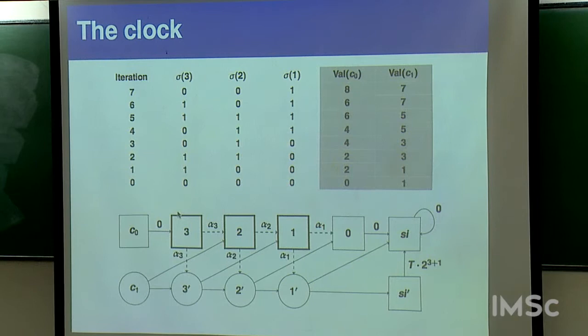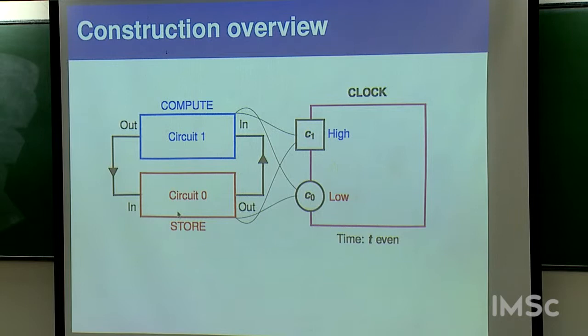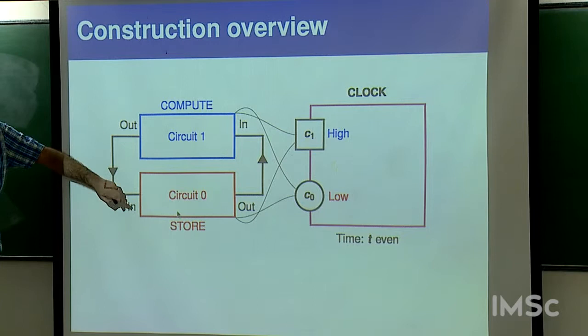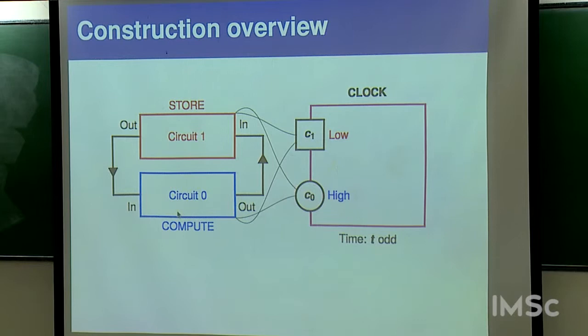So essentially, at time t even, circuit 1 has a high value at C1. It's going to be in a compute phase. The other one's going to be storing, and then this is going to switch whenever the clock ticks. Things in the clock only change when everything below has actually happened because of the appeal rule, essentially. We have control over when everything happens.